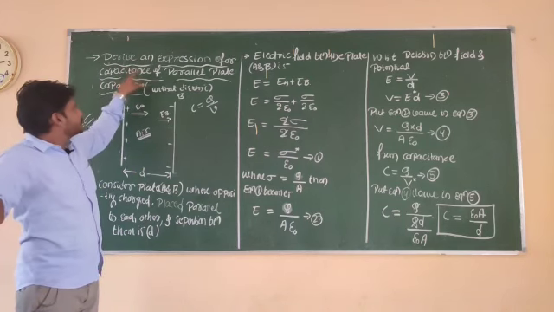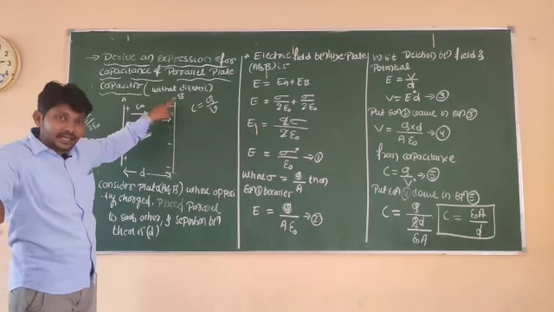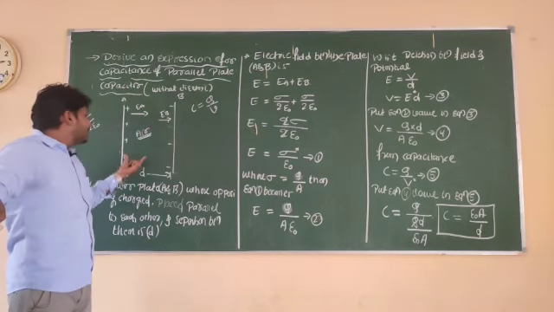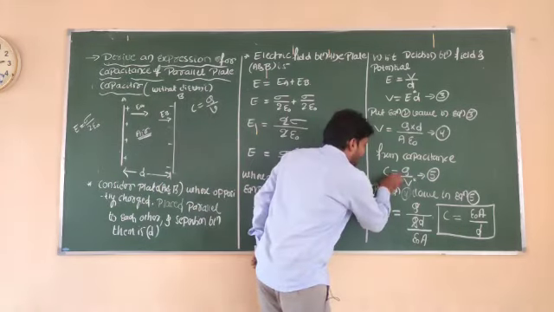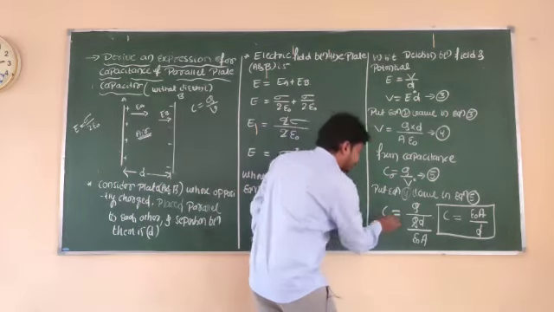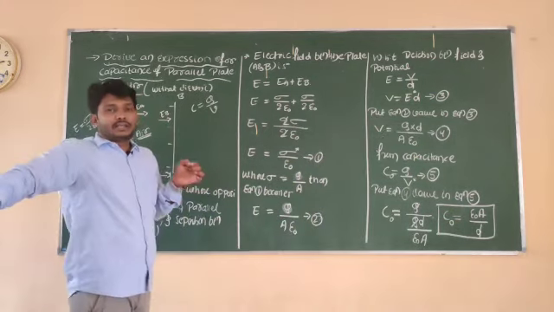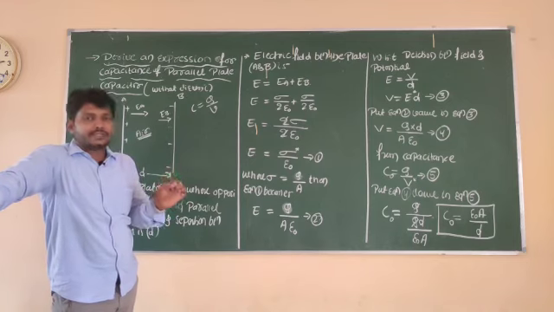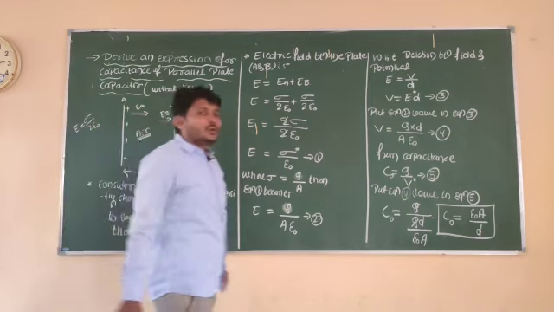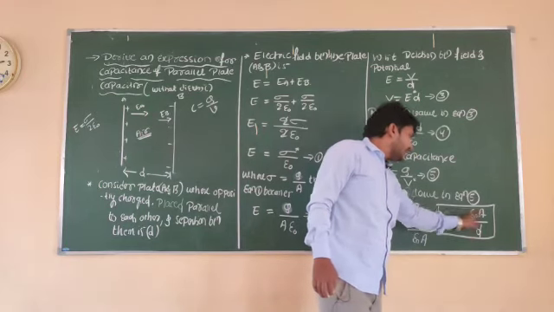We are going to derive the expression for capacitance of a parallel plate capacitor without dielectric, or I will simply say air acts as a dielectric medium. For my convenience, I will take it as C naught here. So this one is C naught, the capacitance of parallel plate capacitor without dielectrics. What's the final equation I get here? C naught is equal to epsilon naught A divided by D.